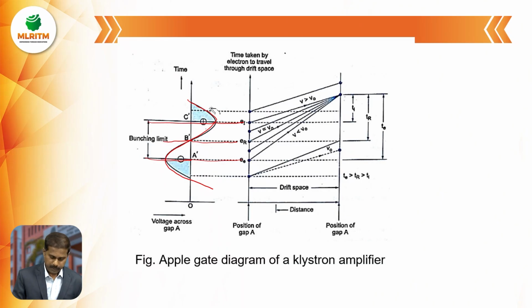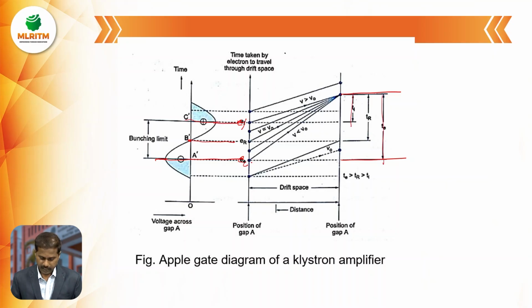Here I already explained: when the electron hits the positive peak, it is called the early electron. When the electron hits the zero level, it is called a reference electron. When the electron hits the negative side, it is called a late electron. But see here, the time to travel for the early electron is very high compared to the late electron.